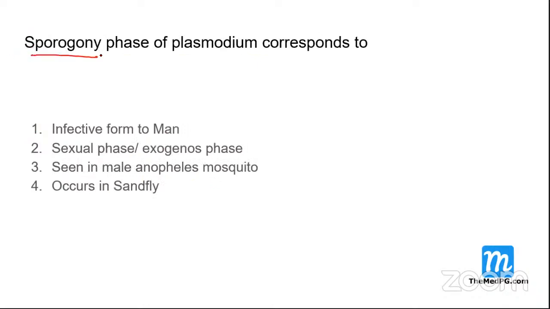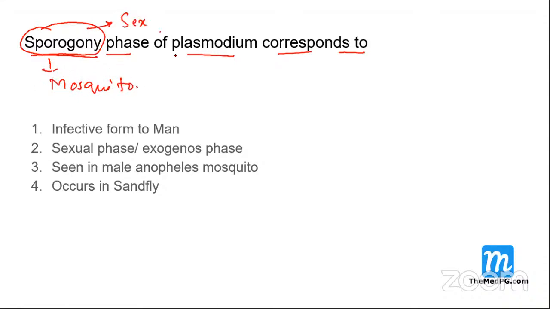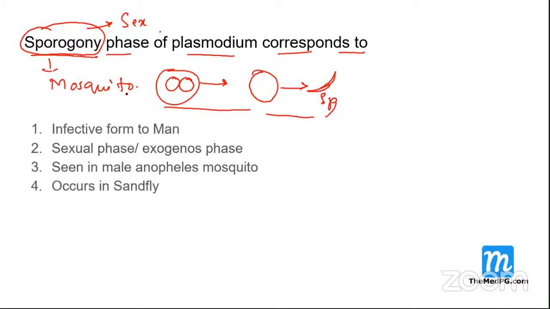Next, sporogony phase of Plasmodium corresponds to. Sporogony means sporozoite formation. It happens in man or mosquito? Mosquito. Wonderful answer. Sporogony is nothing but the sexual phase. Sexual means union of male and female gametocytes. This ultimately results in the formation of a zygote, and it will undergo subsequent divisions, ookinete, oocyst, and it will lead to the thin, slender structures called sporozoites. So all this happens in the mosquito. Therefore, the mosquito is called the definitive host, where the sexual cycle takes place.